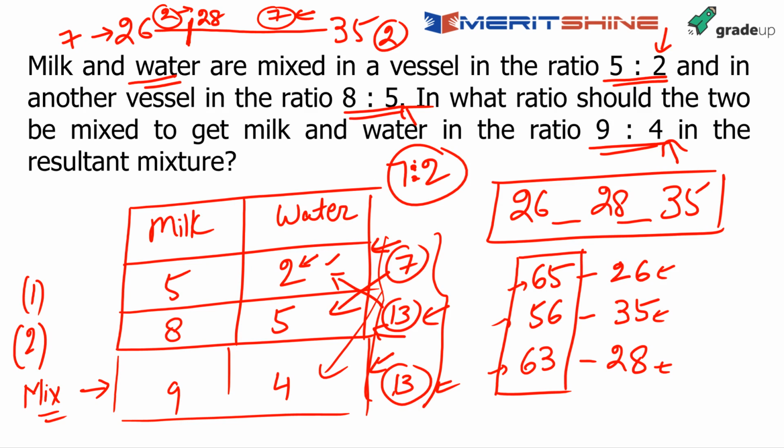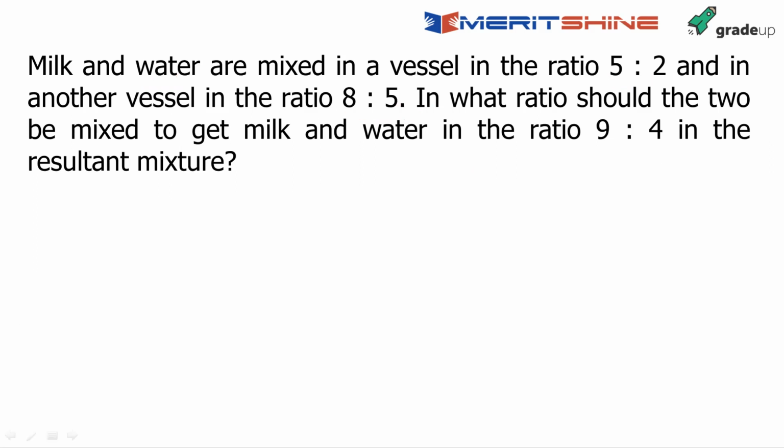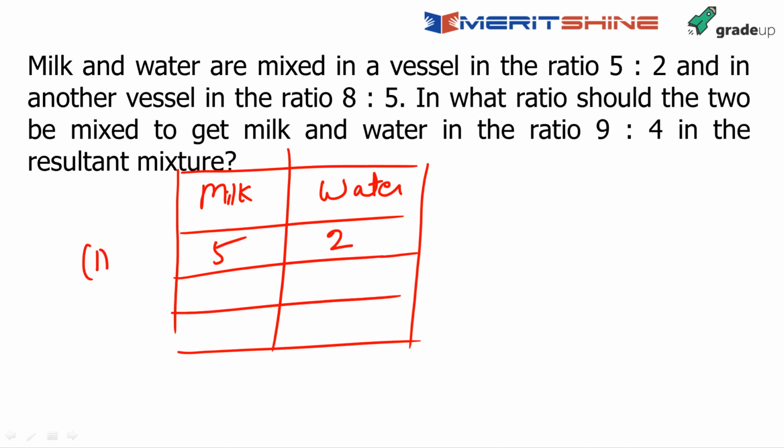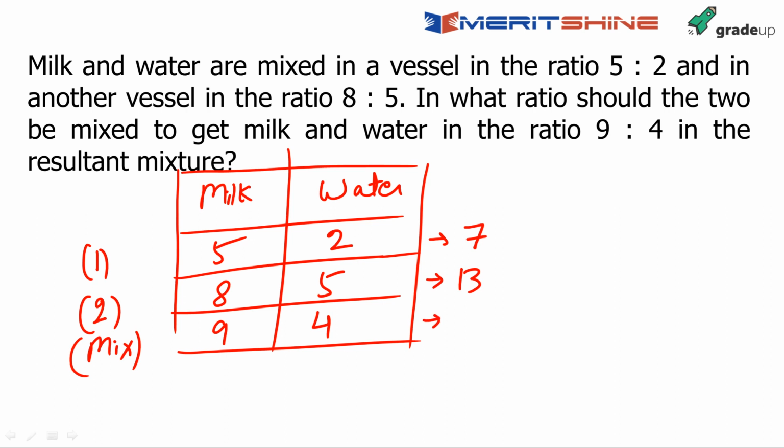Okay, I am explaining this once more, one last time. Look at what it is. Five is to 2, this is solution 1, this is solution 2, which is given as 8:5, and this is the mixture, which is given to you as 9:4. How many units are these? If I add them directly, this is 5 plus 2, 7 units, this is 8 plus 5, 13 units, and this is 9 plus 4, 13 units.